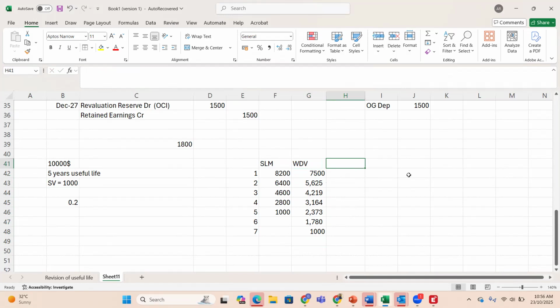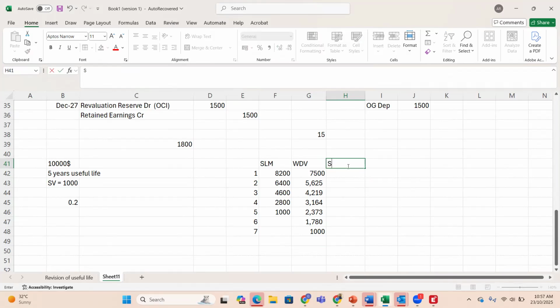Now, what is the sum of digits method? It's just not very scientific. What they do is, now there are 5 years, right? So I will sum the digits. 5 plus 4 plus 3 plus 2 plus 1. That would be how much? 15.